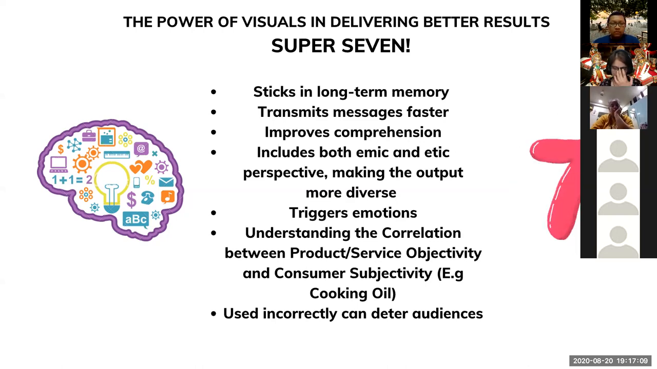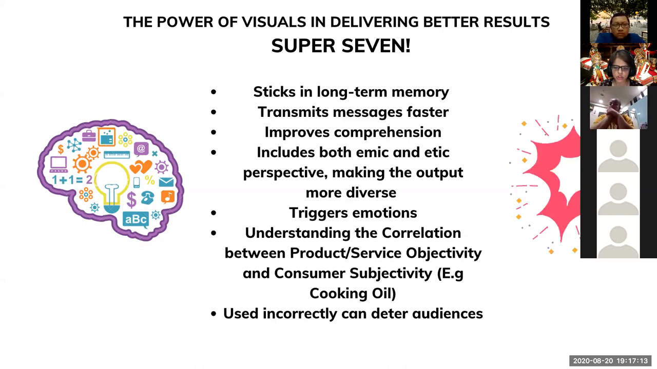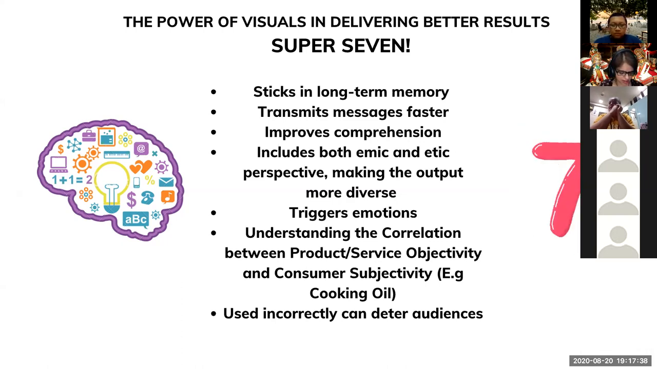So can anyone say something about any of these points mentioned, any reflections that you have? Especially on point number 4, which says includes both emic and etic perspective and makes the output diverse, and the second last point, which talks about product objectivity and consumer subjectivity. Anyone want to say something on these two points? Can it be a general point? Yes, anything that comes to your mind.